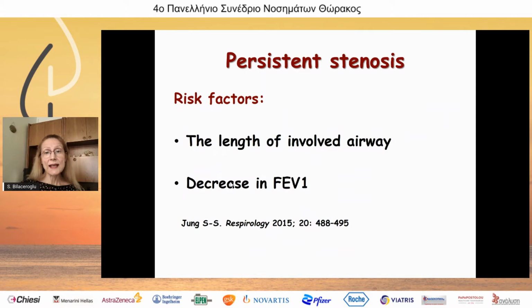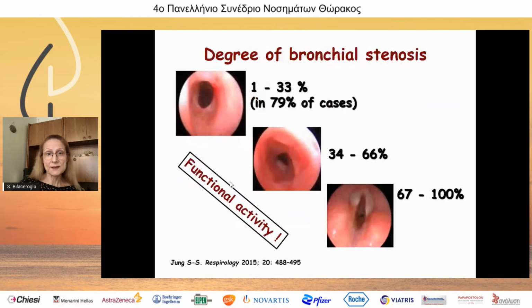It's shown that the length of the involved airway and decrease in FEV1 are the risk factors for persistent stenosis. When we are assessing the degree of bronchial stenosis as mild, moderate, or severe, as shown here, we have to also consider the functional activity of the patient, whether the patient is living a very active lifestyle or is very sedentary, not moving much, because this will affect the decision for the interventional procedures.